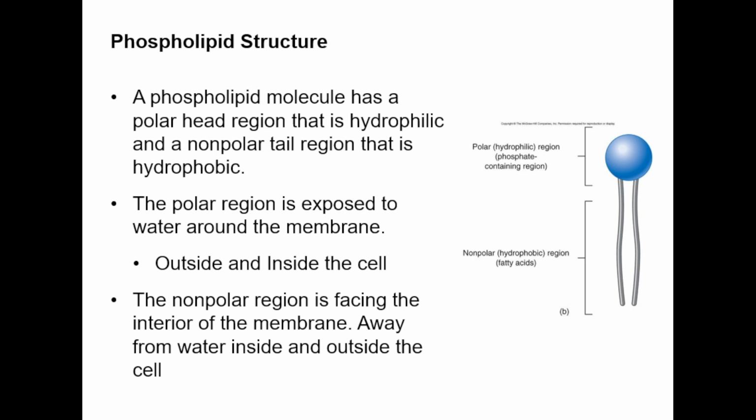So what happens is the polar region is the one that is exposed to the water outside and inside the cell. So later I will show you that. So this is the phosphate end or the polar end that comes in contact with the water outside the cell and the water inside the cell. So the nonpolar region or the fatty acid chain, on the other hand, faces the interior of the membrane. So it is away from the water inside and the water outside the cell.